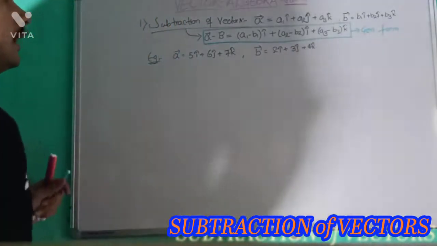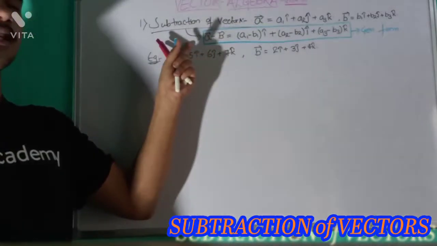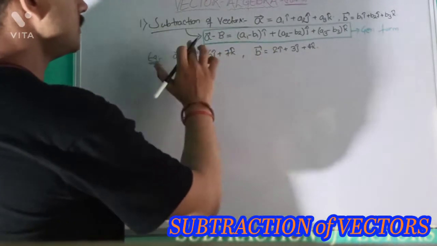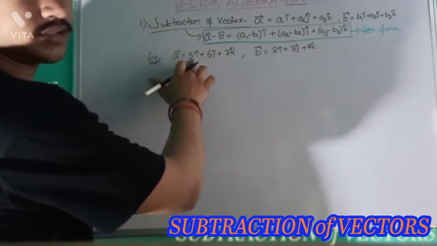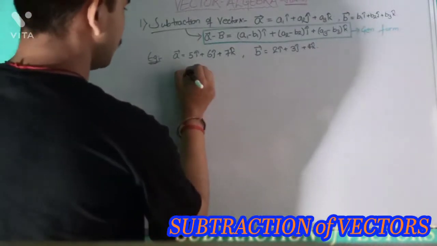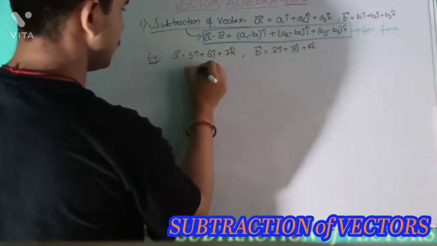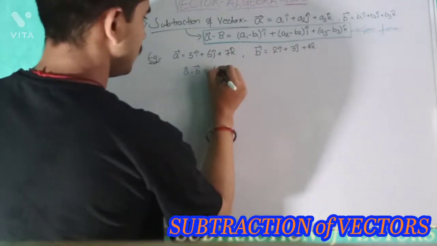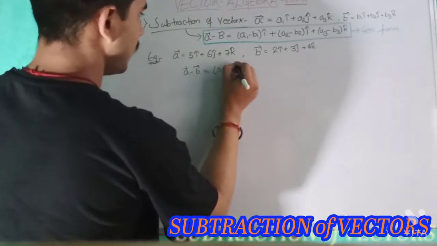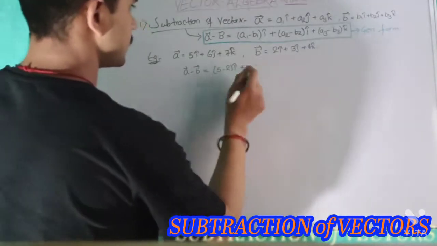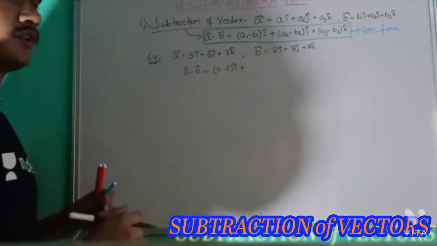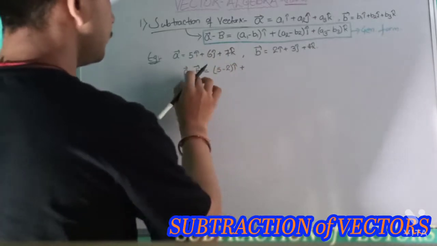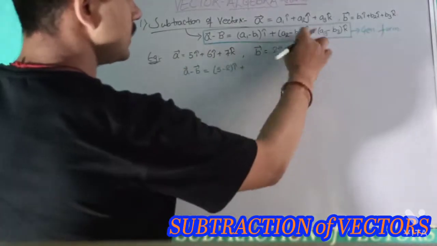Then what we need to do, as I have explained to you before, is that the first component of the B vector will be subtracted from the first component of the first vector. So A vector minus B vector will be 5 minus 2 I cap. For the second component, that is the Y component, we need to subtract this 3 from 6, because it says B is subtracted from A.